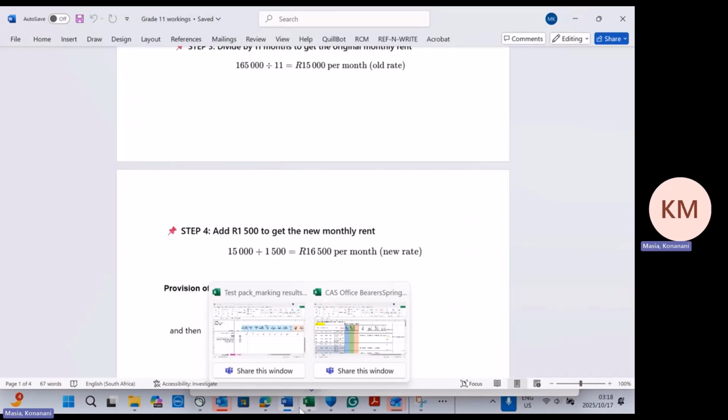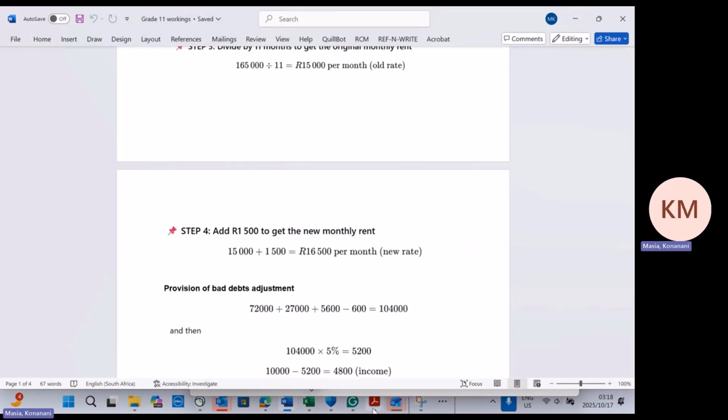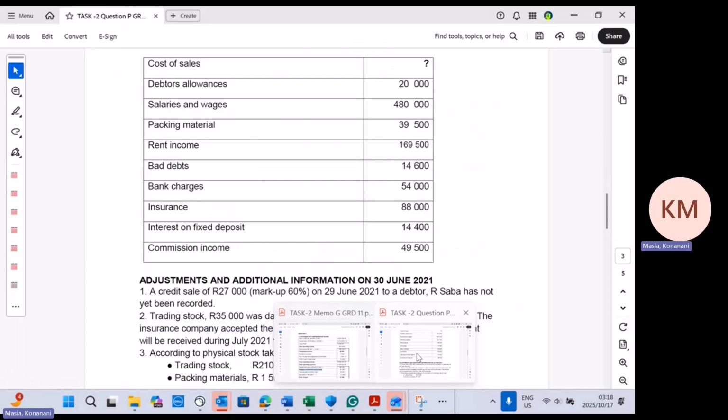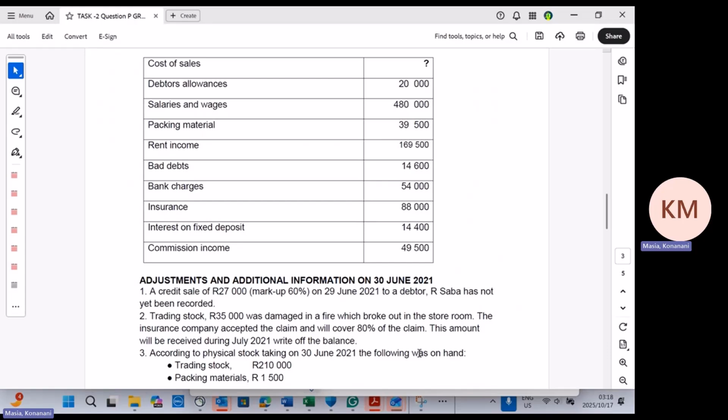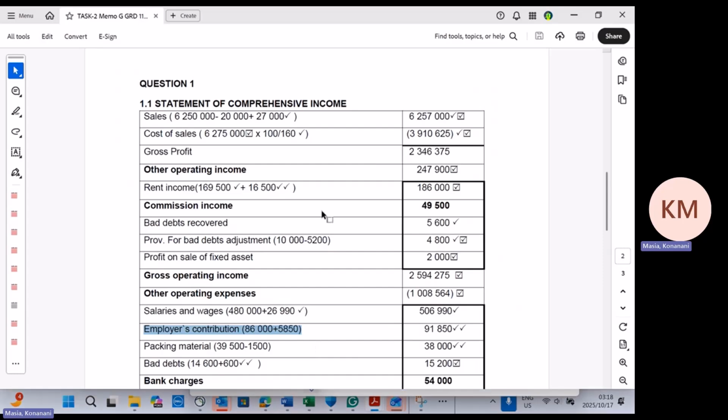Okay, now let's move on to the next thing that they've asked in the question. As you can see, let's go to the solution so that you can understand. You can see they give you more marks for calculating that 16,500. That one was not provided, and therefore you ought to calculate it. Remember there was commission income of 40 which was provided, so there are no marks because the amount was provided.